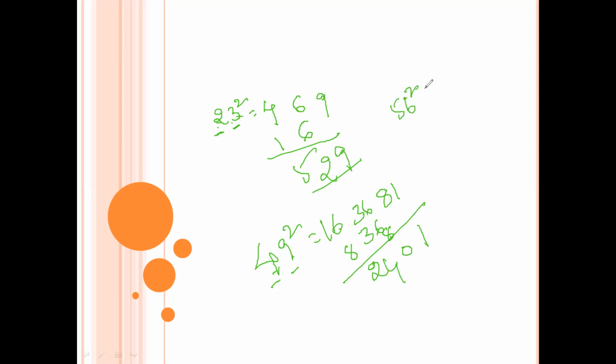56 square. 5 is one digit, 6 is another digit. 5 square is 25. 6 square is 36. 5 into 6 is 30. You write the 30 middle value one more time. 6 square is 36, 6 here, 3 carry. 30 plus 30 is 60, plus 3 is 63. 6 here, carry 3. 25 plus 6 is 31. 3136. So any doubt in this one?